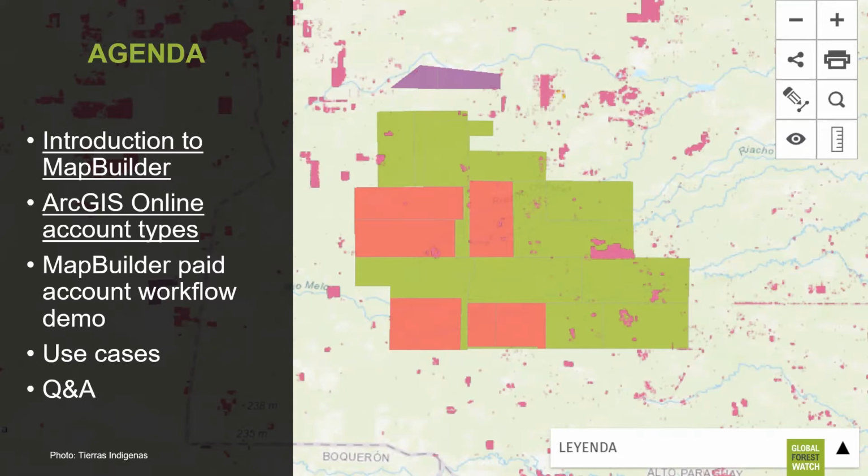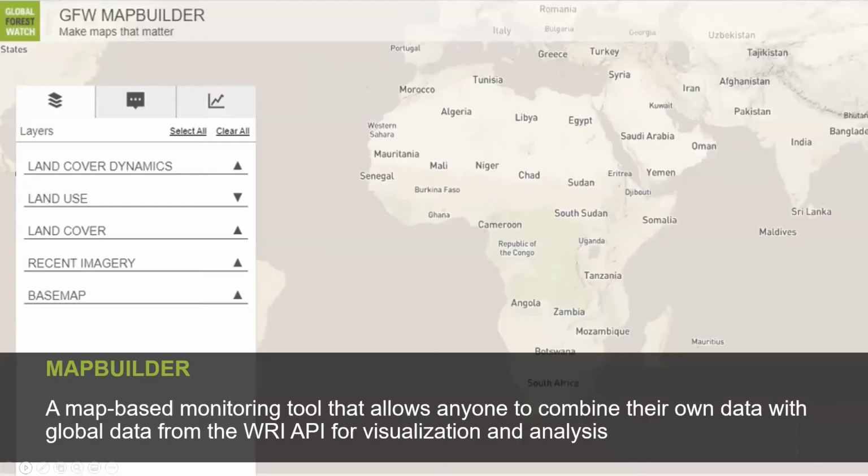Great. Hello, everyone. It's a pleasure being here with you all. So MapBuilder is a tool that allows anyone to combine their own data with some of the global data that's available on Global Forest Watch and also on the WRI API. Data can be overlaid and visualized. And MapBuilder includes on-the-fly analyses similar to the ones that you see on the Global Forest Watch flagship site. The map that you create can then be shared or embedded into your own website.